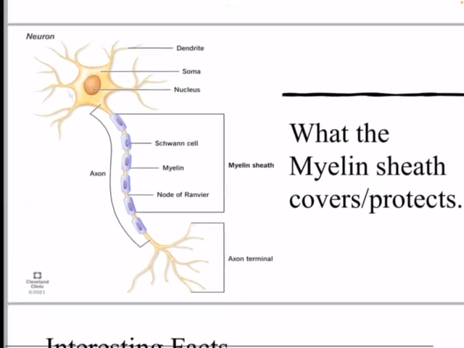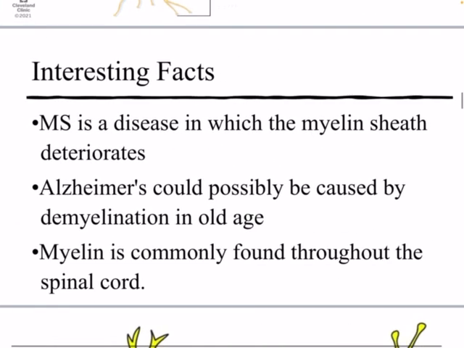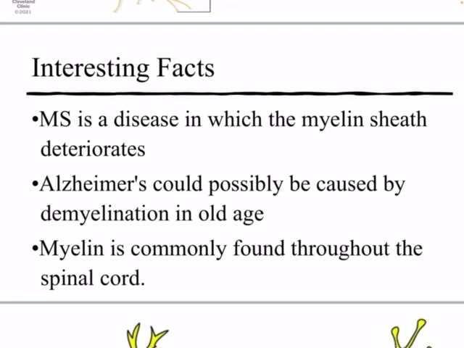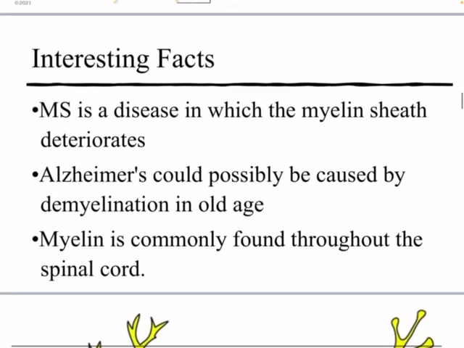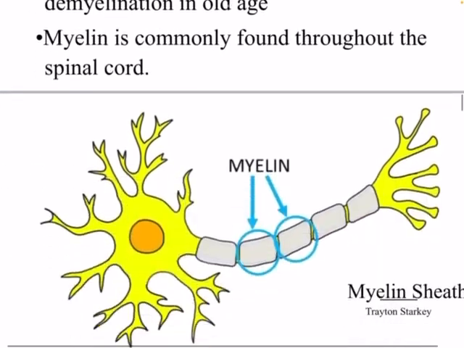What the myelin sheath covers and protects. Interesting facts. MS is a disease in which the myelin sheath deteriorates. Alzheimer's could possibly be caused by demyelination in old age. Myelin is commonly found throughout the spinal cord.